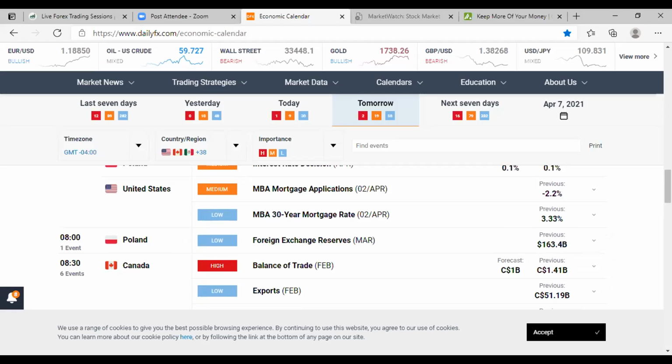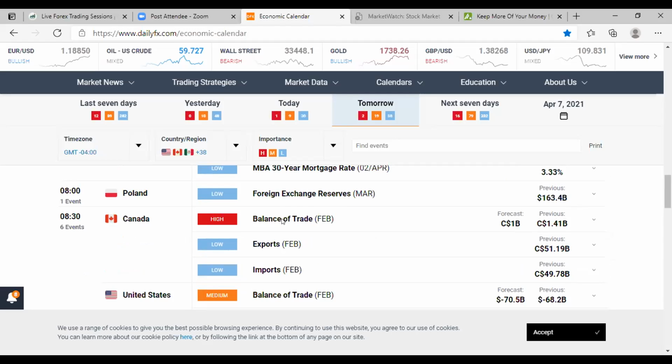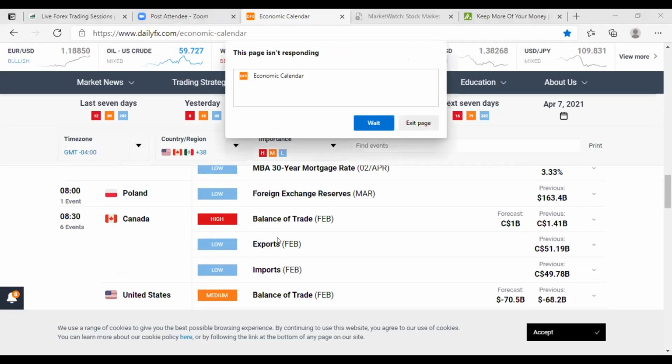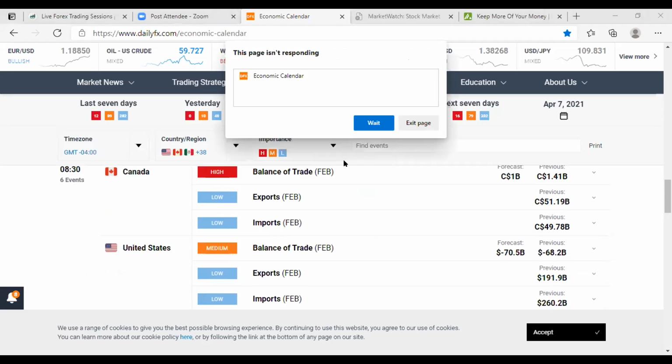That's Canada, and that's the balance of trade. You can just click on it. Work with me, technology. So the balance of trade is a report of high importance, and it will affect currency exchange rates, as supply and demand can lead to an appreciation or depreciation of currencies. So I will watch that.